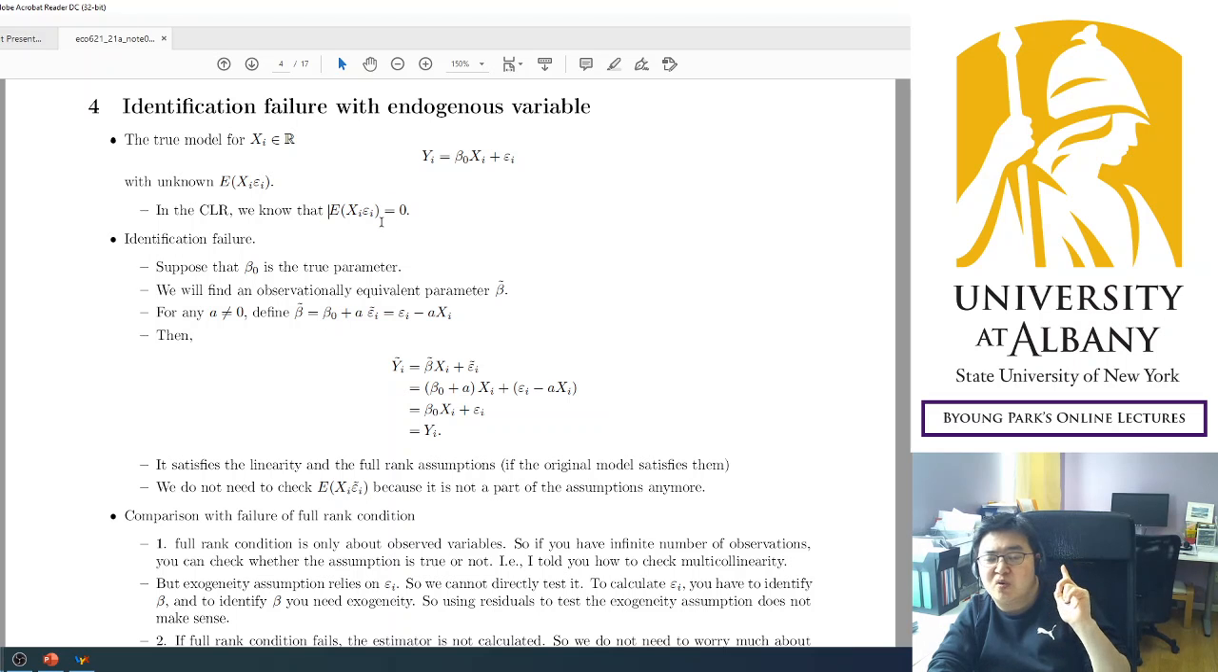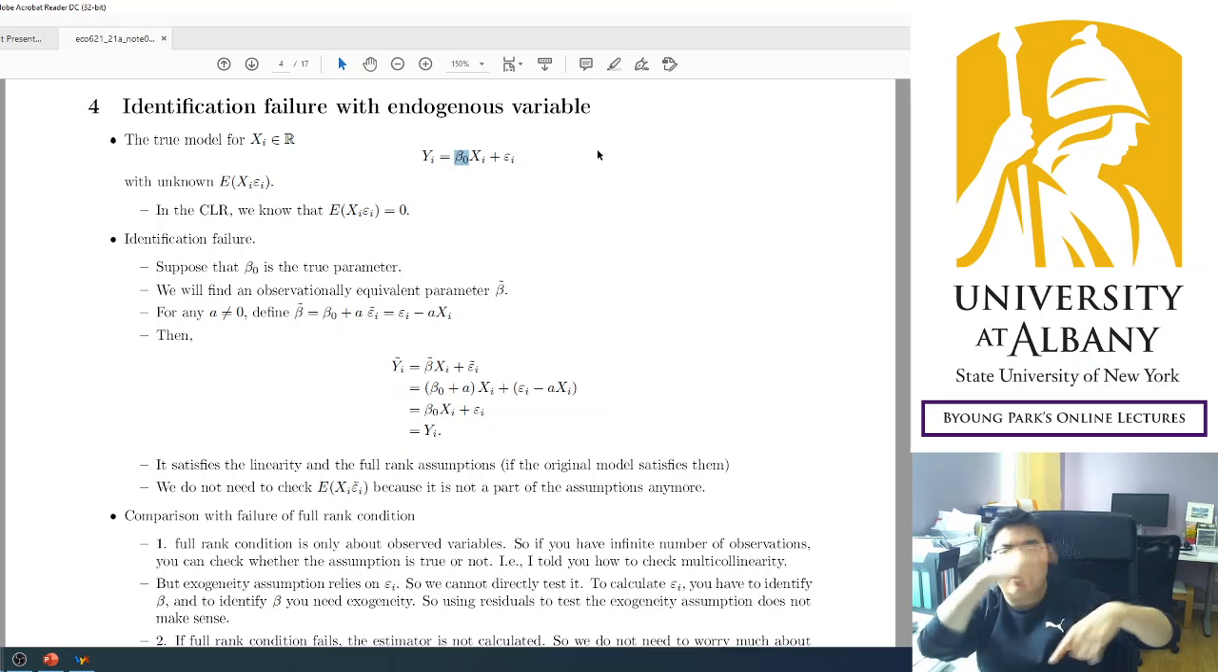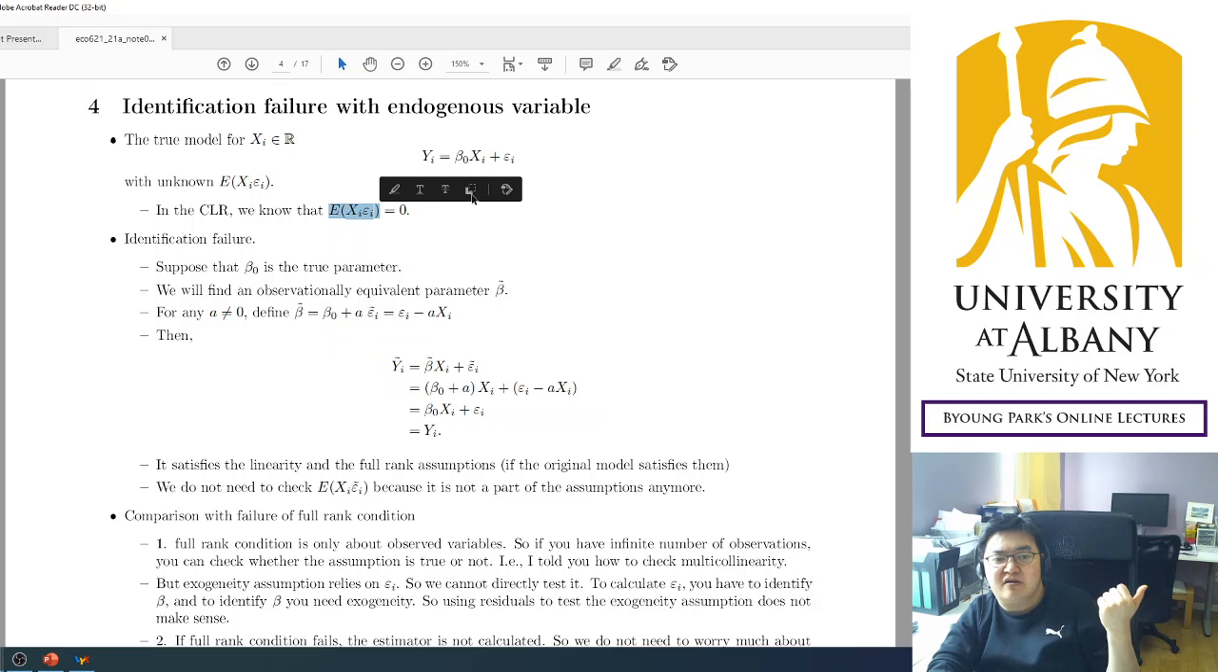But if you want to calculate the correlation, you need to know epsilon. You need to know epsilon, but the only way to observe epsilon is to identify beta 0. So epsilon is not directly identified, not observed. To calculate epsilon, you have to calculate it as y minus beta x. But beta is not observed, not identified, because we don't know the correlation. So it's going around.